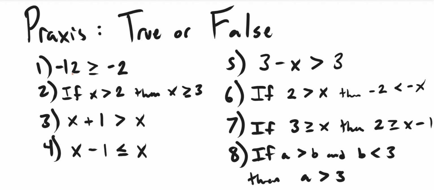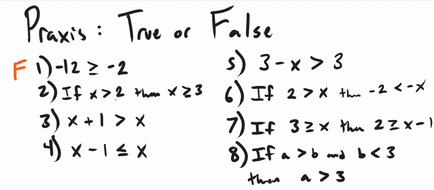So this one says negative 12 is greater than or equal to negative 2. That is false. All big negative numbers are going to be less than their smaller negative numbers. It's better to be $2 in debt than $12 in debt.